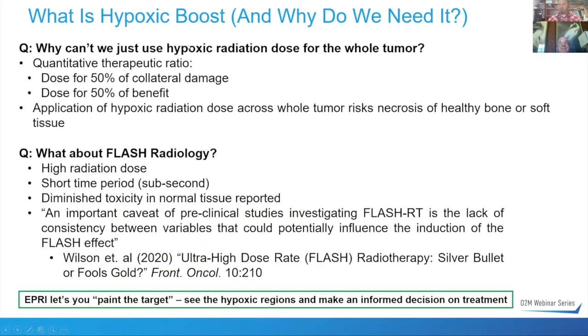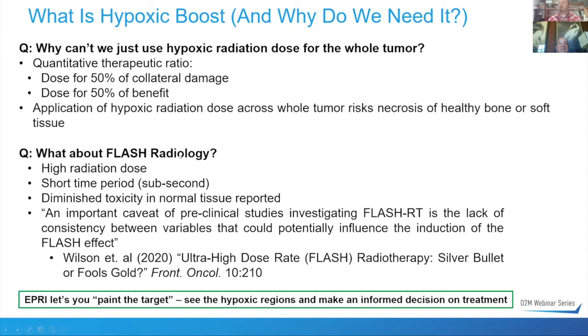But this question I got from a scientist with the nanotech characterization lab of, why can't you just use a higher radiation dose for the whole tumor? And Howard very nicely lays out in his presentation that if you were to do that, you would risk necrosis of healthy bone or soft tissue. And the whole point of any therapeutic approach is to maximize the benefit and minimize the collateral damage. And that's really what you can do with the quantitative oxygen maps.